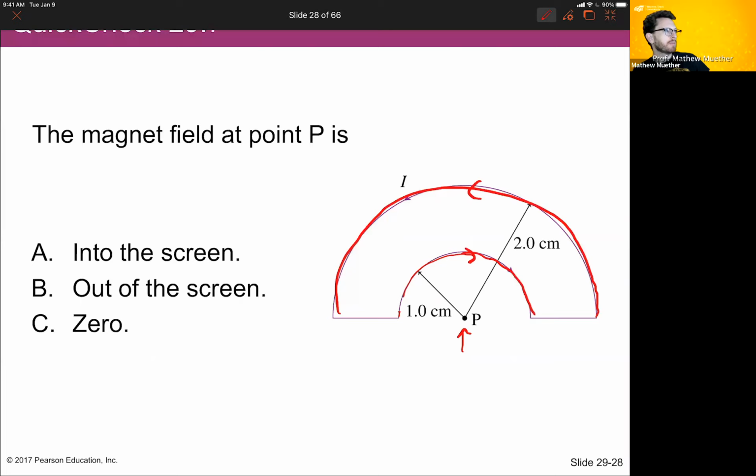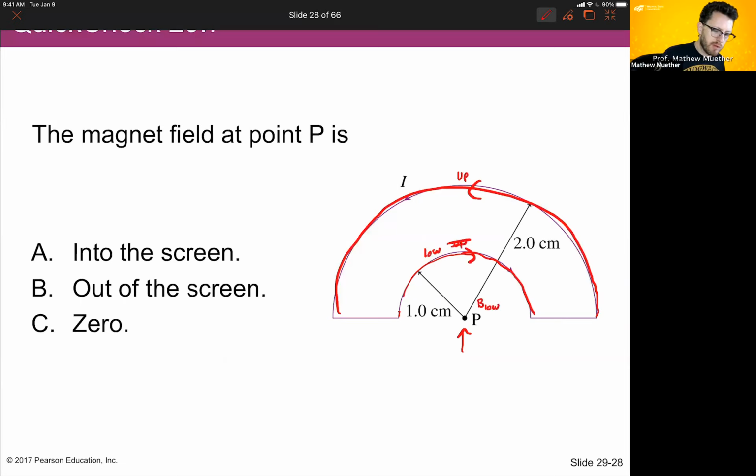Okay, let me go ahead and end the poll. Most popular answer was into the screen. Well, let's check. Let's call this the lower path, and let's call this the upper. Let's find the magnetic field. What direction does the magnetic field point coming from that lower current branch? Well, I can use a right-hand rule.